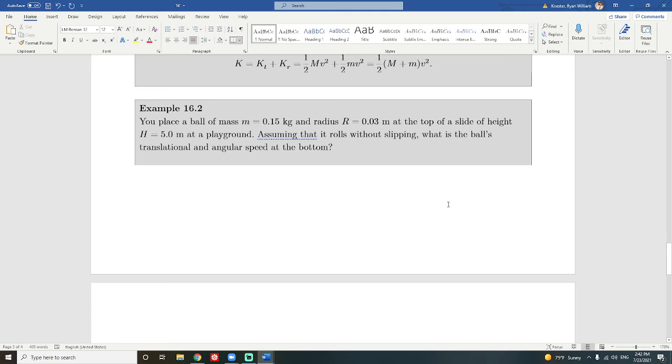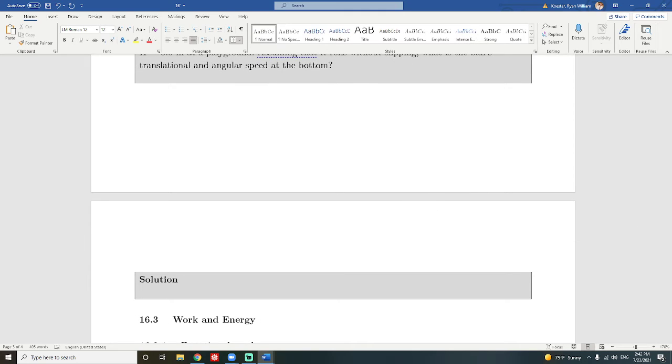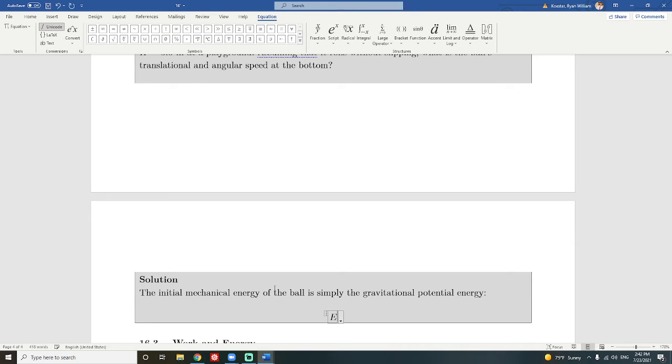So we're going to do this with conservation of energy, right? And we'll see how we can adapt conservation of energy to include things that are rotating. So let me say the initial mechanical energy of the ball is simply the gravitational potential energy. We'll call it E naught. This is just mgH, right?